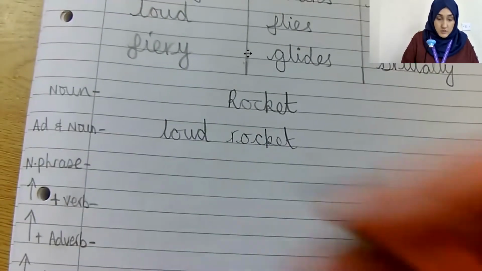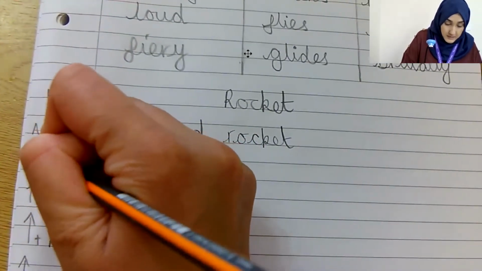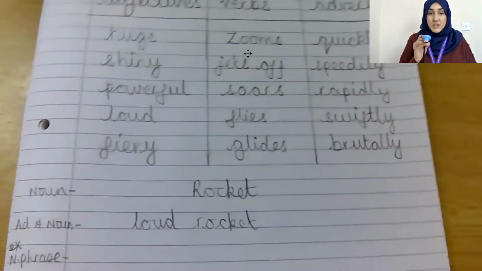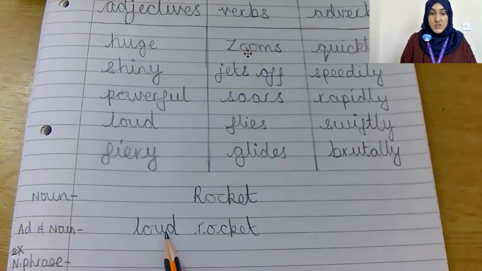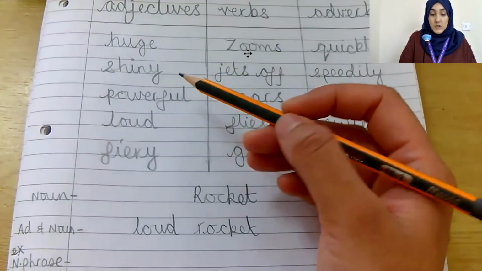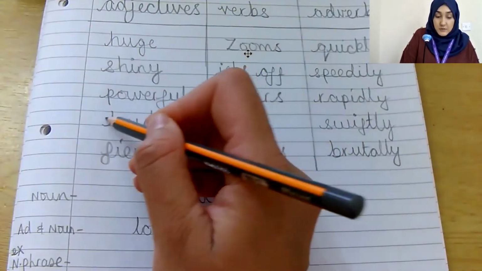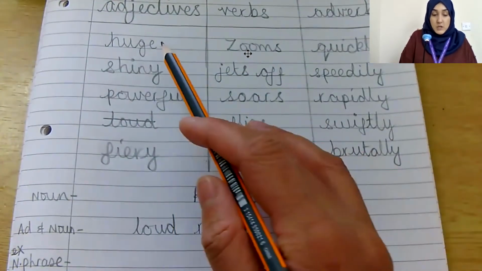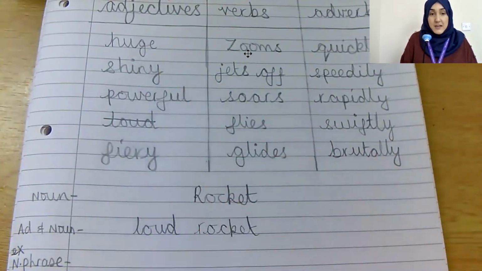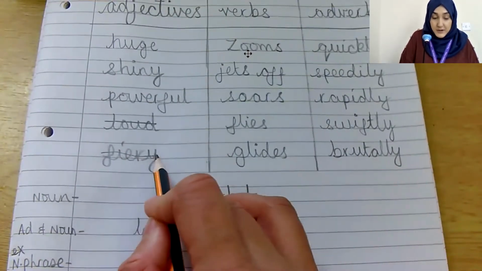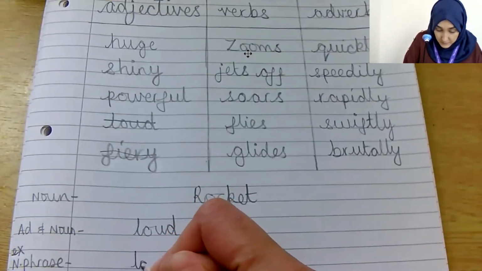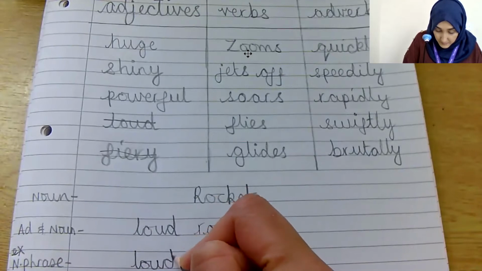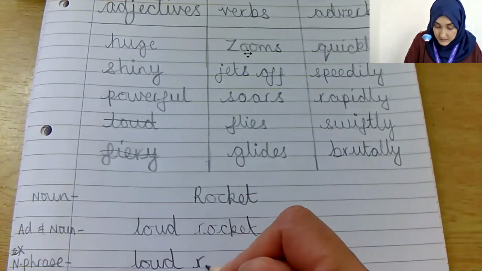Let's change that to expanded noun phrase. So I need two adjectives. Can you help me choose another adjective? I've got loud already. Shall I go for huge? Let's cancel that out. I've got huge, shiny, powerful, and fiery left. I know, I'll go for fiery. So now I'm going to write fiery, loud rocket right underneath where I've already written, so it's nice and neat.